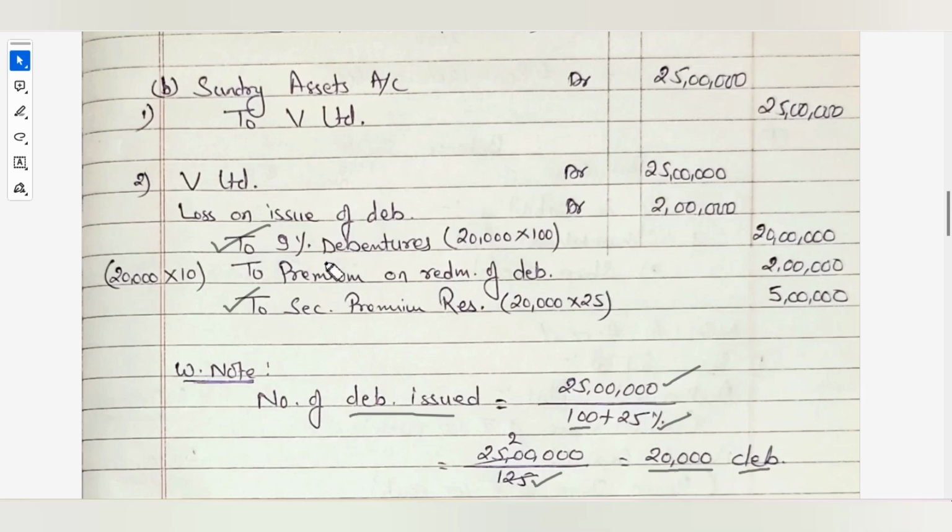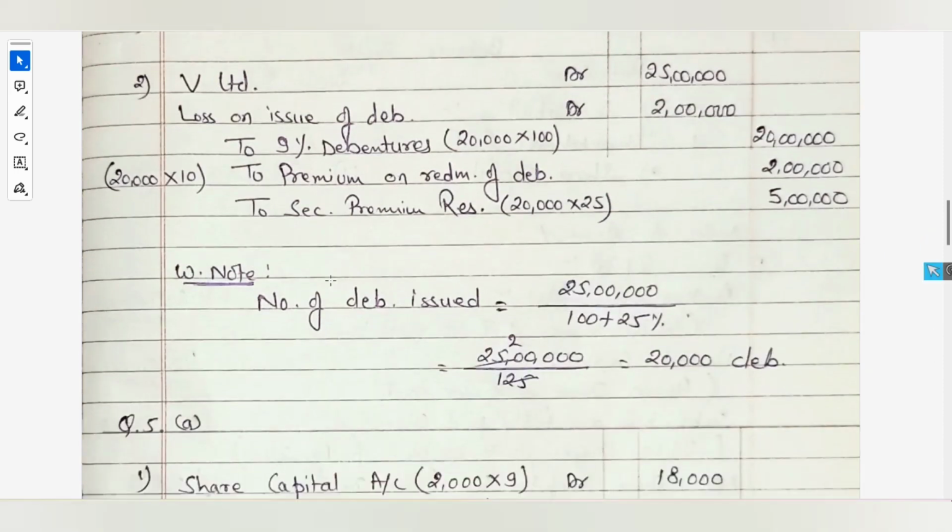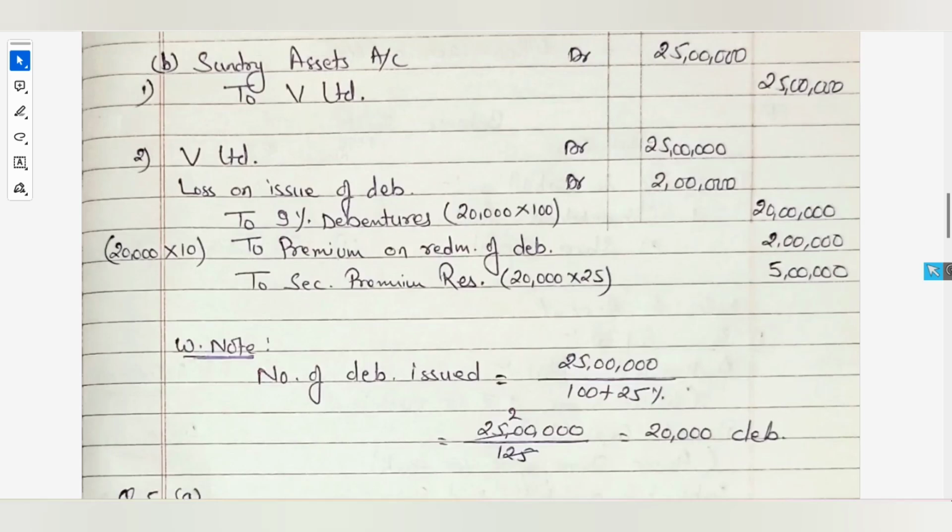Now the amount of loss. So loss was equal to 10%, and 10% of face value means rupees 10. So 20,000 into 10, that means 2 lakh rupees is the amount of loss. The debentures will represent the face value, that is 100, that means 20 lakh. And then the securities premium reserve account is 25%, that means multiply by 25, that means rupees 5 lakh. So in this way, we have just solved question number 4, both parts.